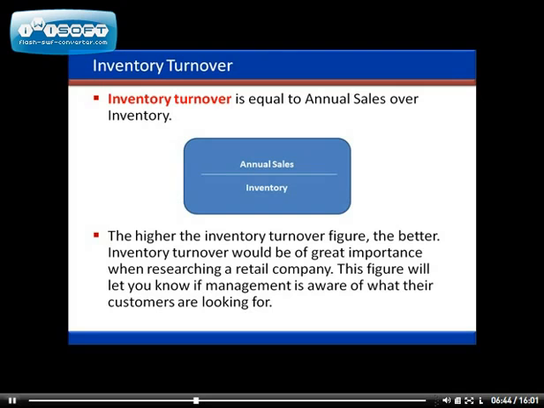And inventory turnover would be of great importance if you are researching a company that is involved in retail. And this figure will let you know if management is aware of what their customers are looking for.